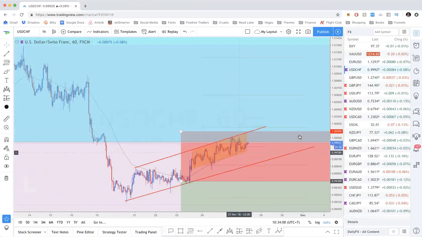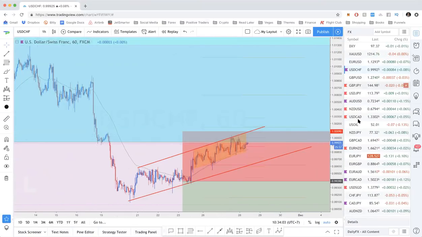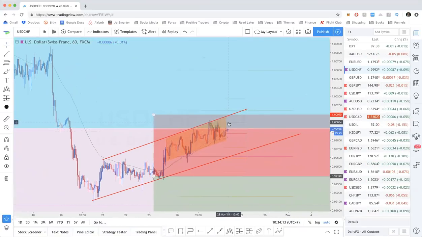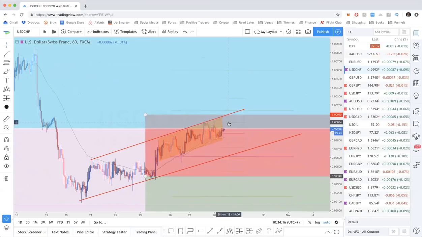Parity is a very strong level. This is pretty much the only pair on our entire chart, even if you look at every chart right now, that is this close to parity. If you don't know what parity is, write it down. It's when one currency is worth one of the other currency, so 1-to-1. Right now, if you exchange your US dollar, you'll get one Swiss franc for your US dollar. Pretty incredible times.